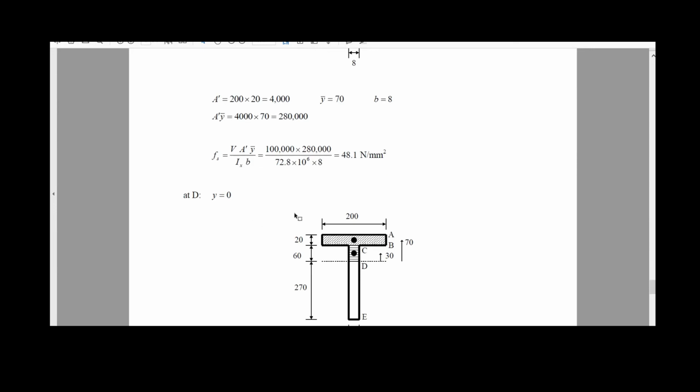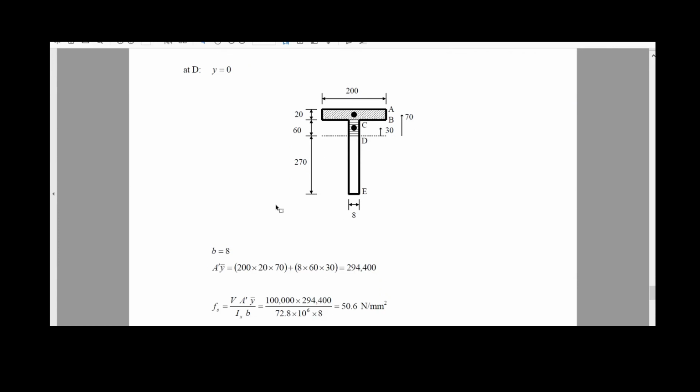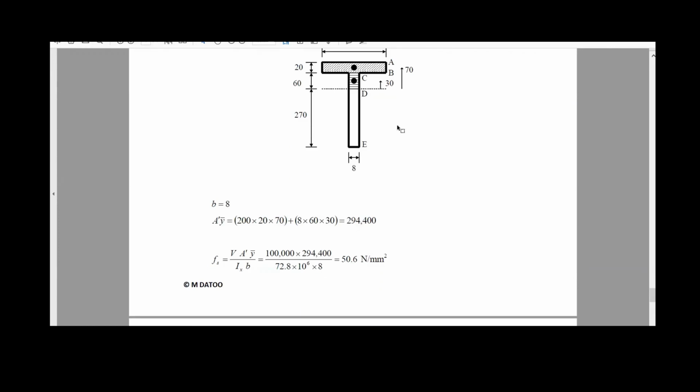Finally, the final calculation we are going to do is at the point D, where we expect to have the maximum shear stress. And Y is equal to 0 in there, just to show the location. B will be 8 because we are at this fiber. And now, as the area on top of the fiber we are analyzing, we have the area of the rectangle on top and the area of this portion of the web of this T section.